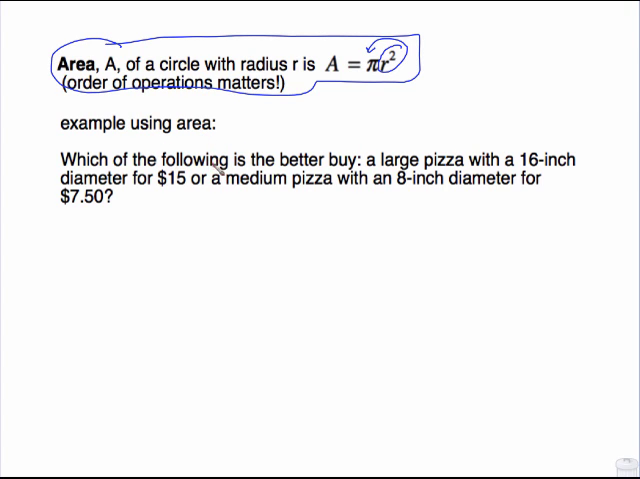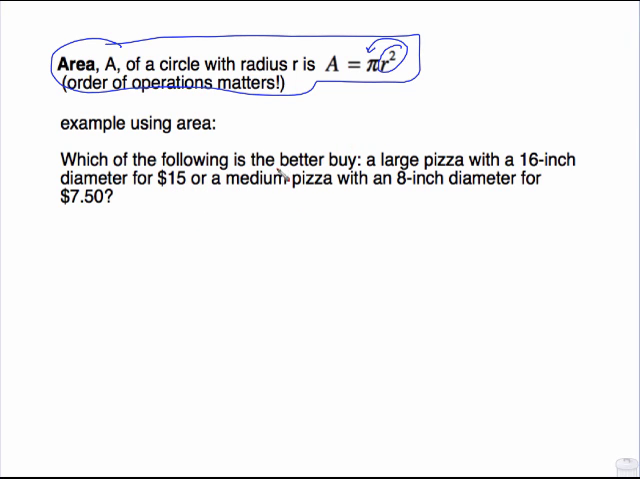All right, this is going to be a little more involved than the last couple of problems. It says, which of the following is the better buy? A large pizza with a 16-inch diameter for $15, or a medium pizza with an 8-inch diameter for $7.50. Now, don't be fooled. A lot of people look at this and think, well, it's the same because 8 is half of 16 and 7.50 is half of 15, but we're talking area.